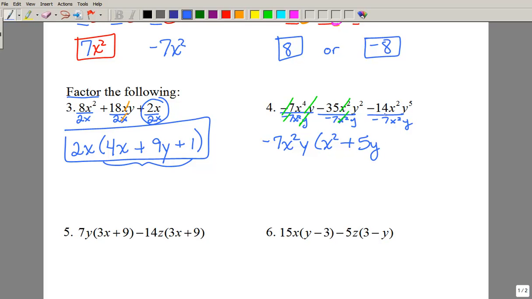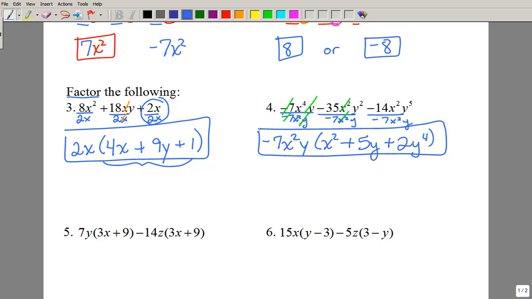On the third term, again, a negative divided by a negative is positive. 7 goes into 14 2 times. X squared divided by x squared is 1. And then when we divide out the y's, again, remember, you would just subtract the exponents and you would have y to the fourth power.